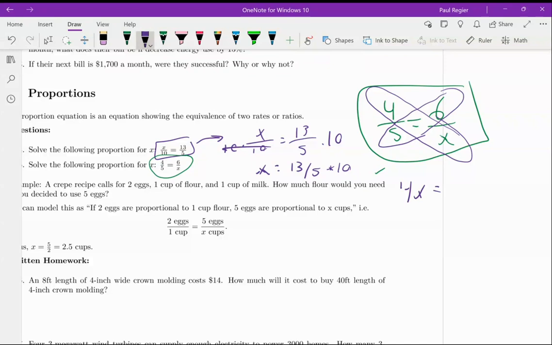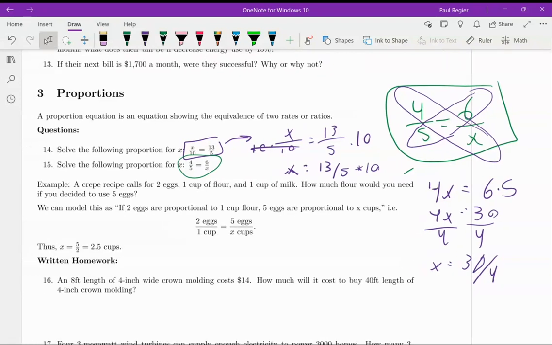So 4x equals 6 times 5. It's a lot simpler. So I got 30 equals 4x, then you can divide by 4. 30 divided by 4. So that's an easy way to do proportions.